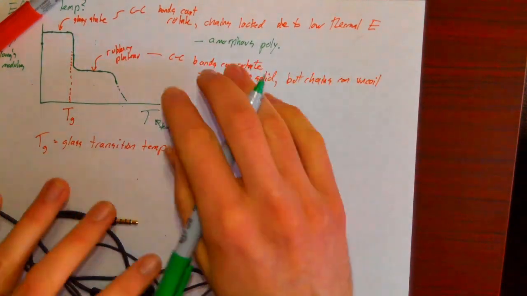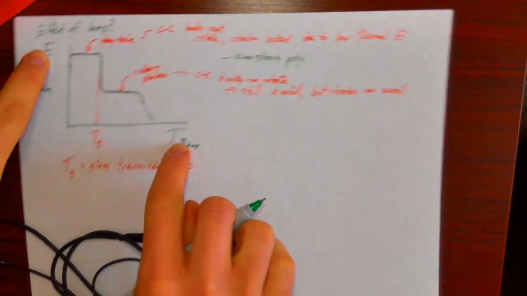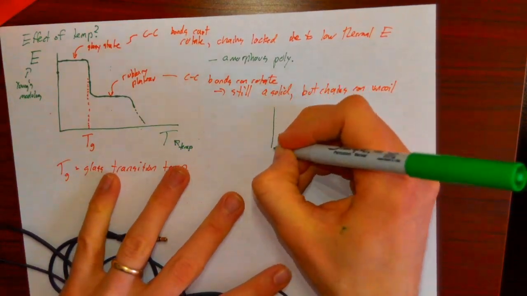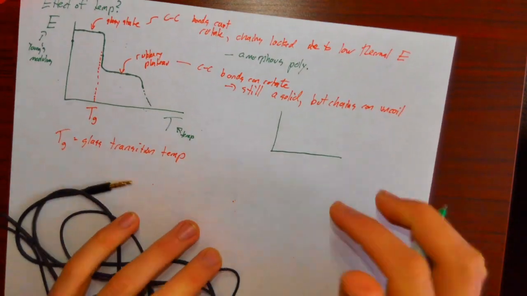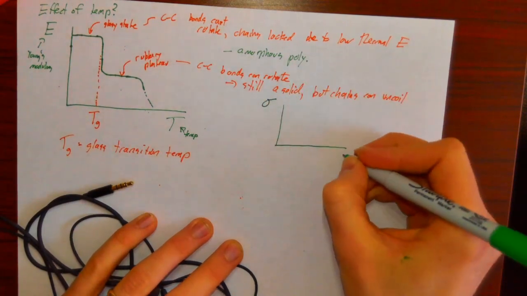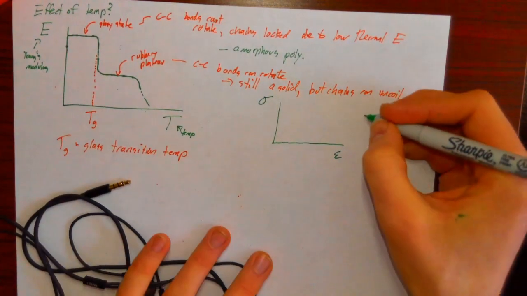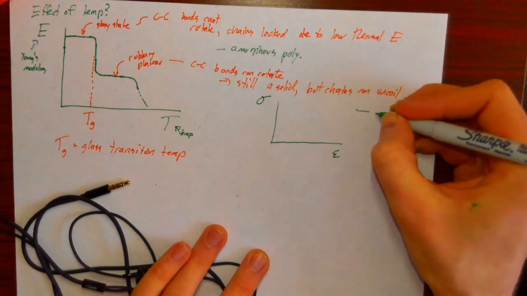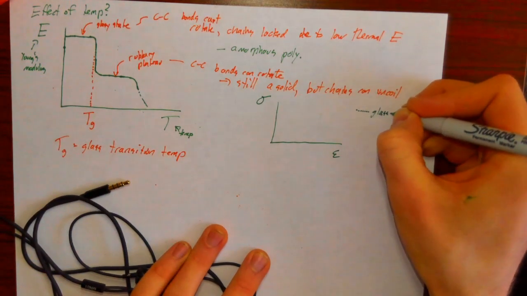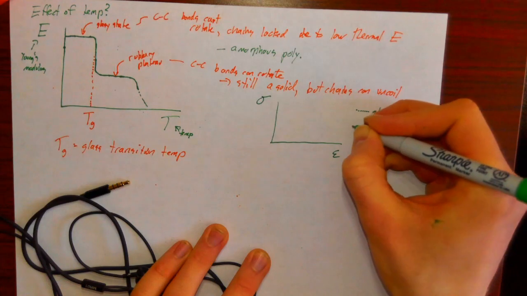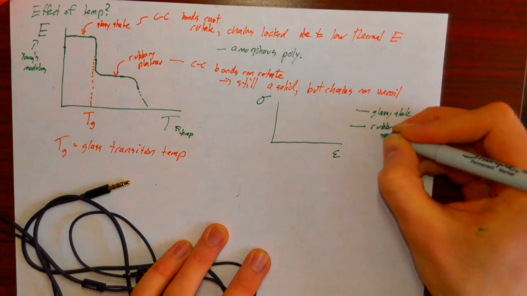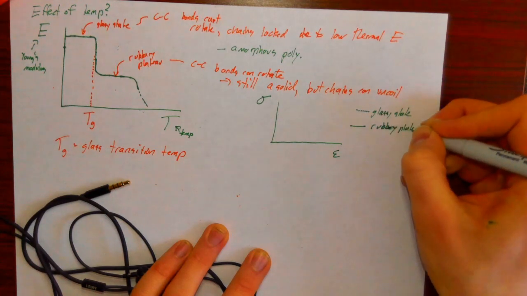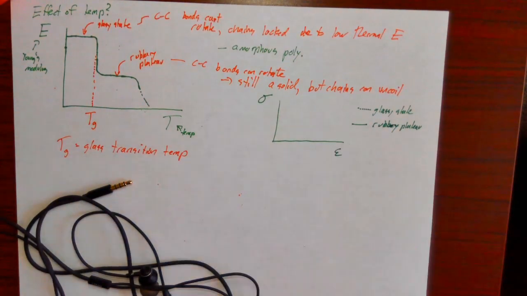So if, instead of plotting modulus of elasticity versus temperature, we were to look at a polymer in the glassy state versus a polymer in the rubbery plateau, plot what you think might be a stress strain curve for something in the glassy state and also something in the rubbery plateau. Take a moment now, pause and ponder what you think those stress strain curves might look like.